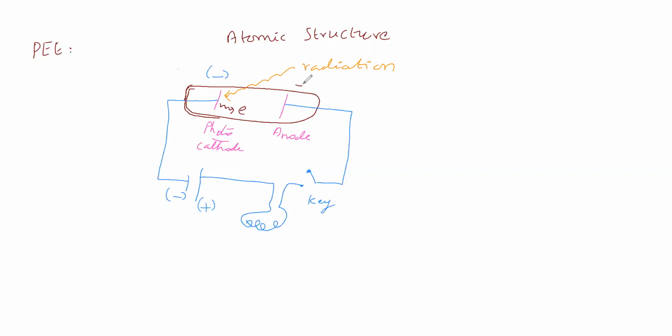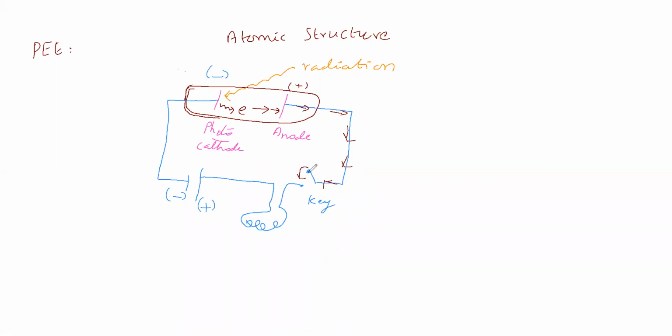The ejected electrons move in this direction because the anode has a positive plate, and this positive plate attracts the electron. The photocathode has negative charge, and this negative charge repels the electron. So the electron makes a particular motion, coming in this direction.